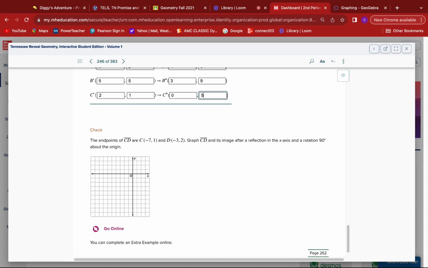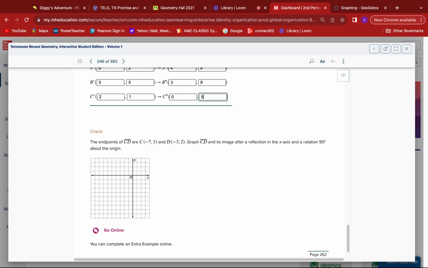Let's see here. We have a segment. That's interesting. Segment whose endpoints are -7, 1 and -3, 2 for CD. We want to graph it, and it looks like it's going to be somewhere around here, because that's where they've got the coordinate plane. Image after reflection across the x-axis and rotate 90 about the origin. Interesting. Okay.